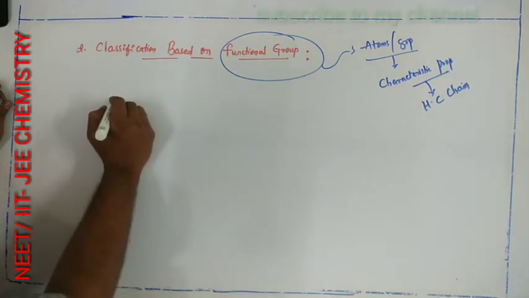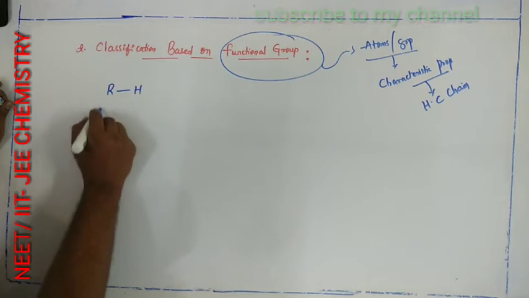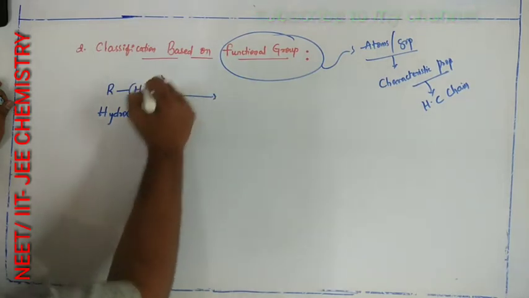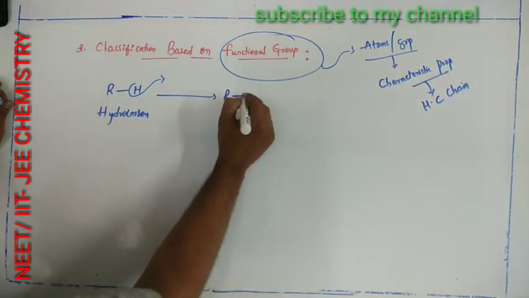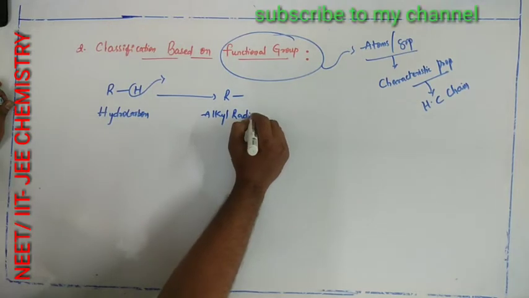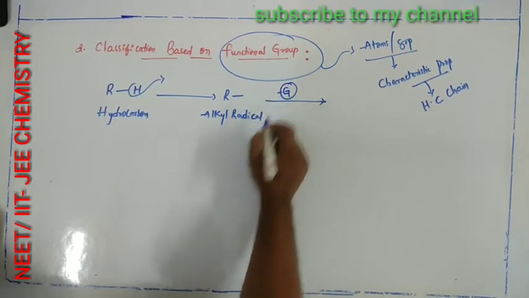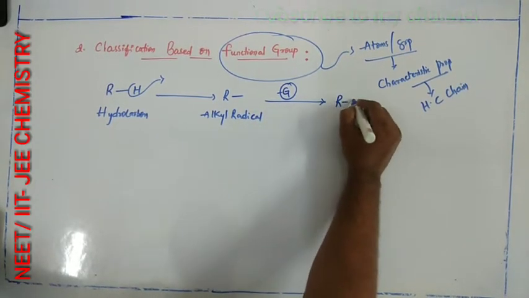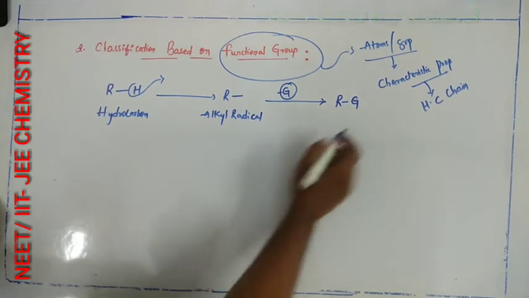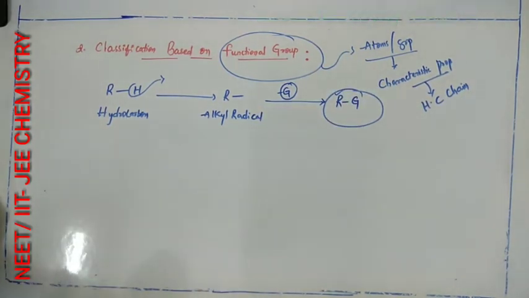So how can we get a hydrocarbon with a functional group? There is the presence of a hydrocarbon. If you remove hydrogen from the hydrocarbon, you will get an alkyl radical, or hydrocarbon radical. When this hydrocarbon radical reacts with a group, here the functional group, it is converted into a hydrocarbon connected with a functional group.